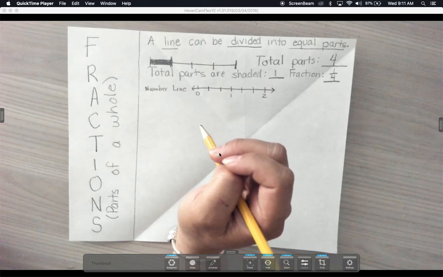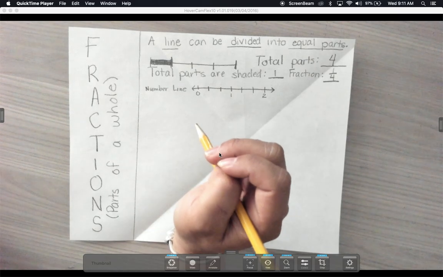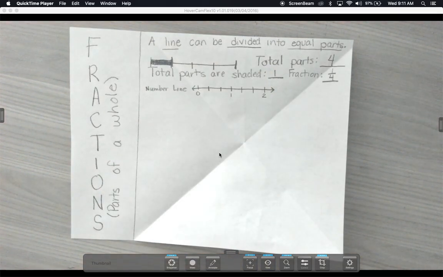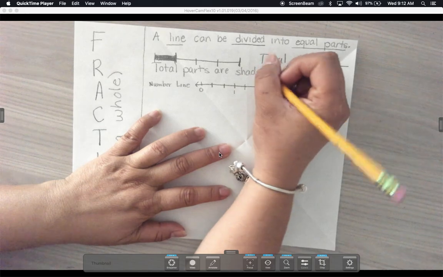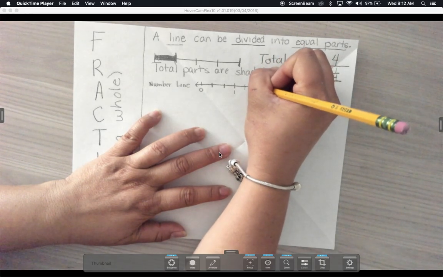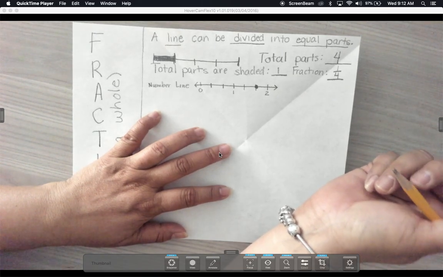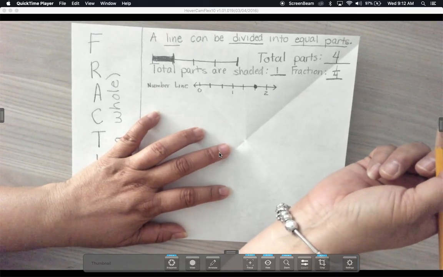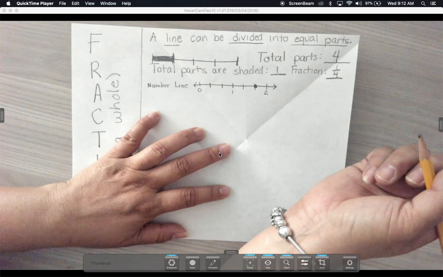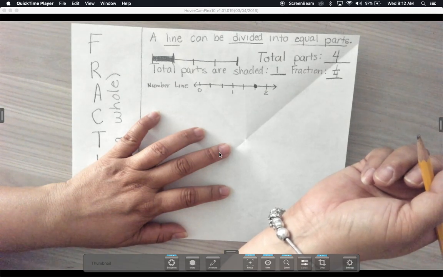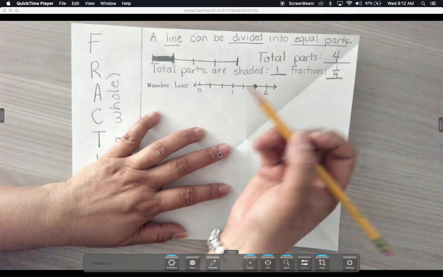So remember, in 4th grade, we no longer just talk about from 0 to 1, right? We've gone on from 1. So if I tell you that my dot or my point on this number line is located here, what would be my fraction? 1. Okay, so let's see.